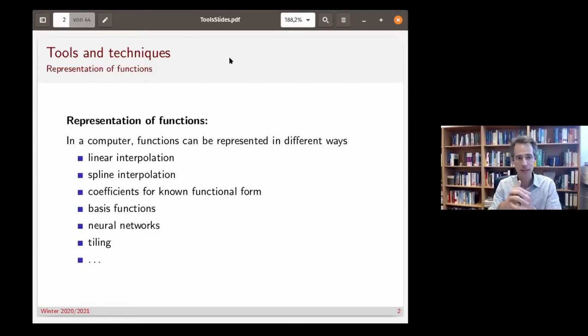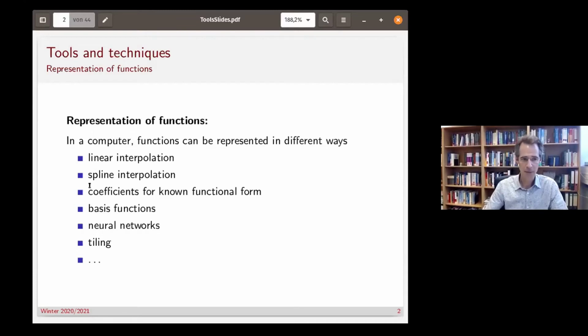And of course, there are many different ways, and some of them I'd like to talk about. Actually, only one I'd like to talk about now, and that's the linear interpolation. But there are other approaches like spline interpolation, which we will also use in this course.